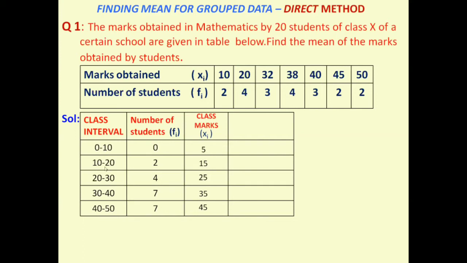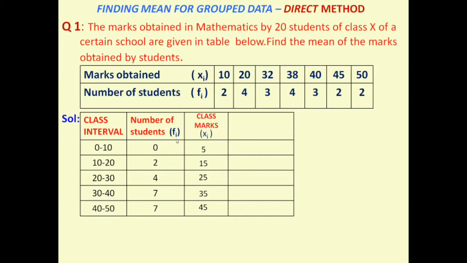For 10 to 20, the mid number is 15. We write only those mid values here, and we call them class marks. This number 5 represents the class 0 to 10, and this 15 represents the class 10 to 20, like that.